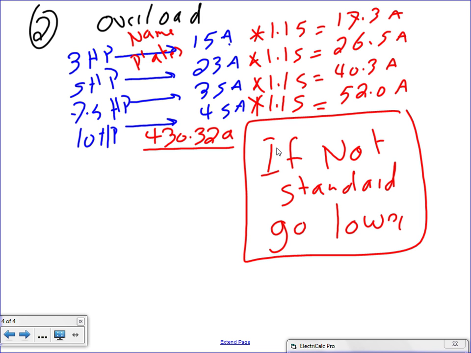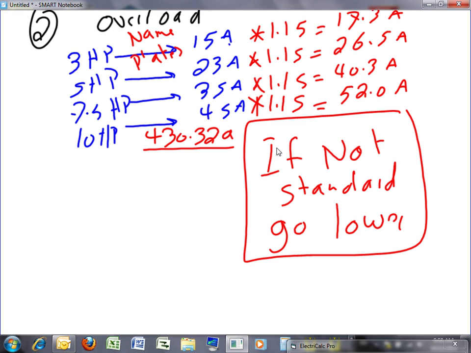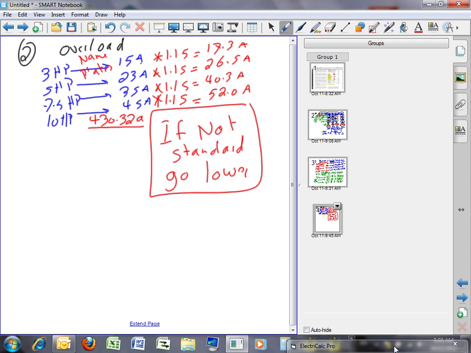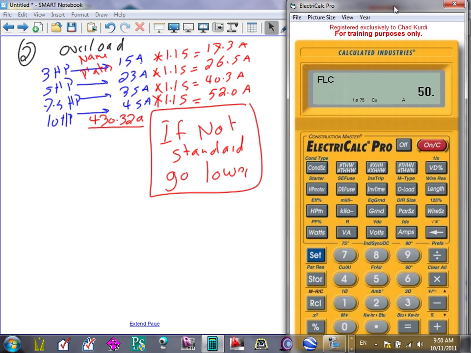Any question, guys, about the overload? Do we buy the overload? Usually we buy the magnetic starter, which comes with an overload. Okay, let's go to number 3, motor controller. Oh, let's do it on the calculator. Yeah, overload on the calculator. So let's go grab my calculator and grab the overload for that baby.